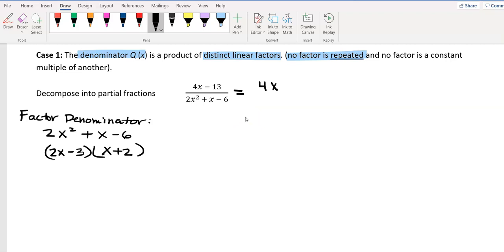Our numerator, notice, is staying the same, so I haven't done anything with that. But my denominator can now be written in these factors. And notice that these factors are linear, right? Their degree is a 1. 2x minus 3 has an exponent of a 1, so that's a linear factor, and so is x plus 2. Because they're distinct linear factors, distinct meaning nothing is being repeated, they're each unique, we are going to do case 1.